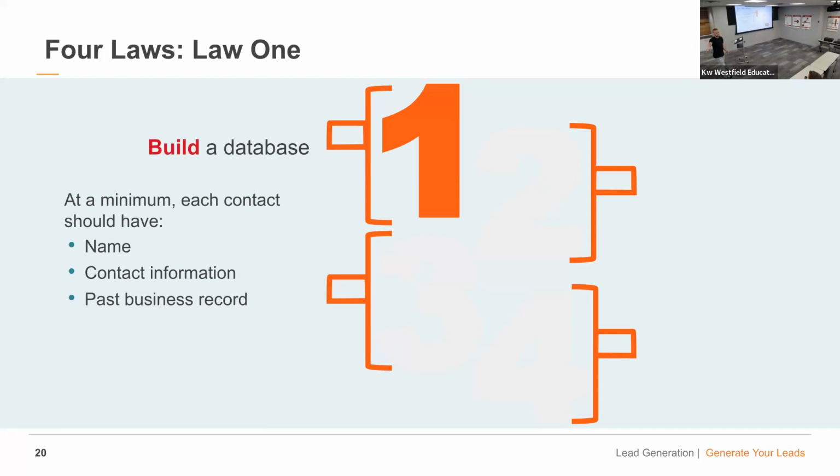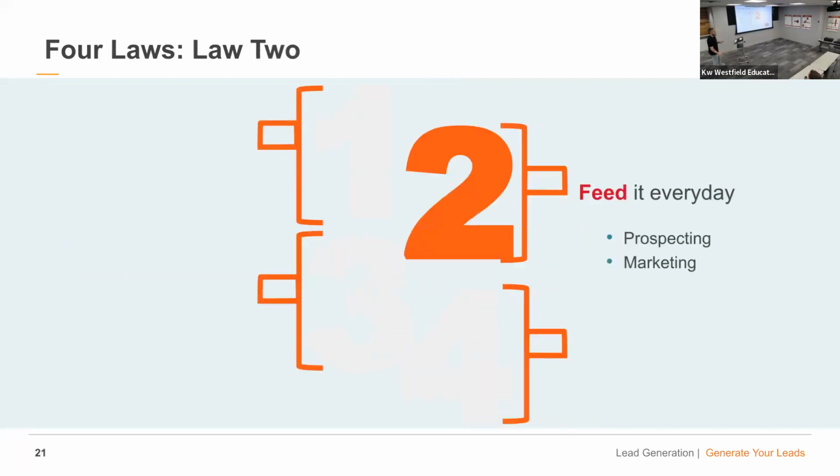Oh, hey, I talked to them back in September. This is what they told me. They were thinking about maybe doing business at that time. Now I at least have something to go off of. Or they bought a house back in 2020 with a different agent, but they had a terrible experience. So I'm their agent now. I just have to stay in touch, and you have a kind of a game plan. You have a reference. So again, name, contact information, past business record. That's law 1. Law 2, feed it every day.